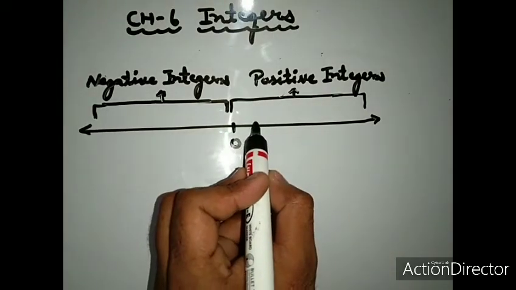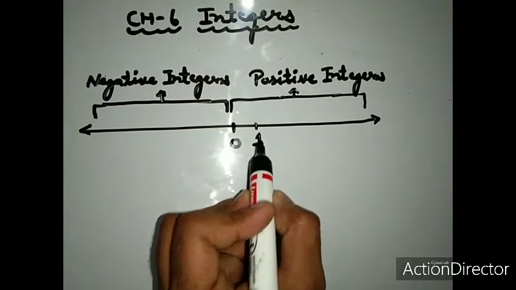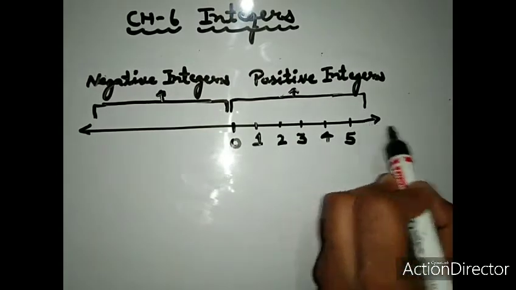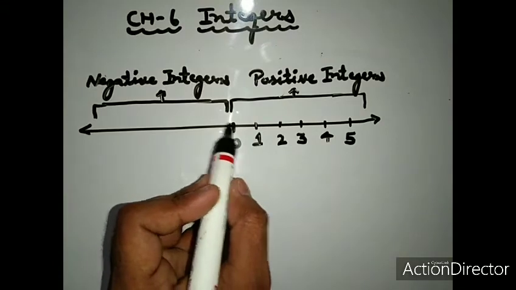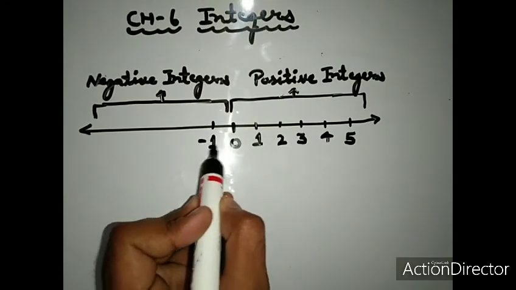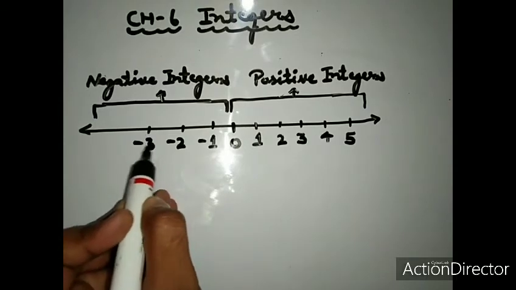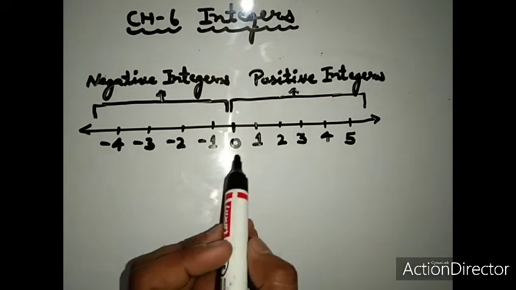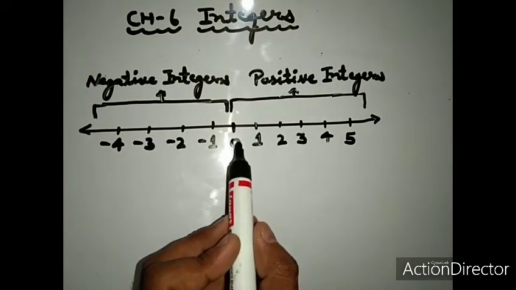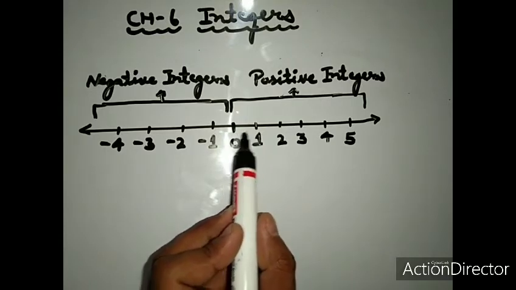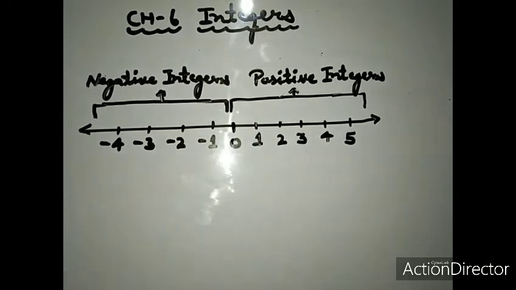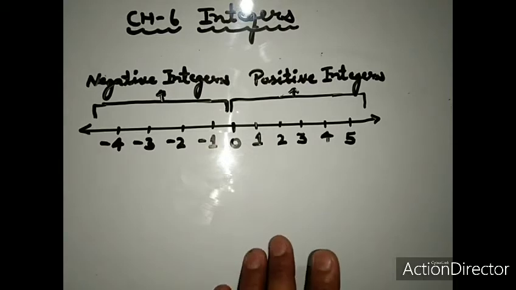Now we start from positive integers. Here we write 1, 2, 3, 4, 5, 6, and so on. Now we write negative integers, starting from -1, -2, -3, -4, and so on. So we write positive integers on the right hand side of the zero, and negative integers on the left hand side of the zero. Now we solve some questions related to representation of integers on the number line.